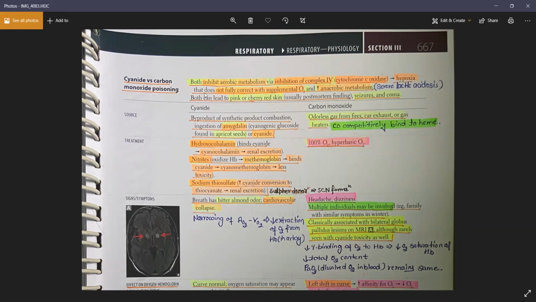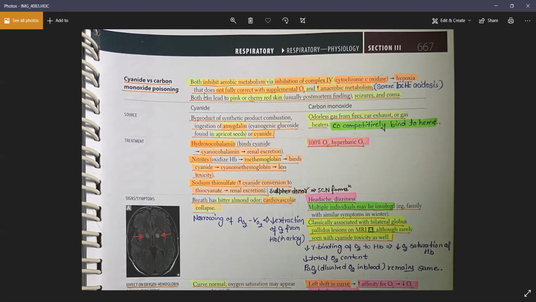And if you give the patient 100% oxygen or supplemental oxygen, it again won't correct this saturation, because carbon monoxide has an extremely high affinity for hemoglobin. So no matter how much concentration of oxygen you give, it still cannot compete with the carbon monoxide.